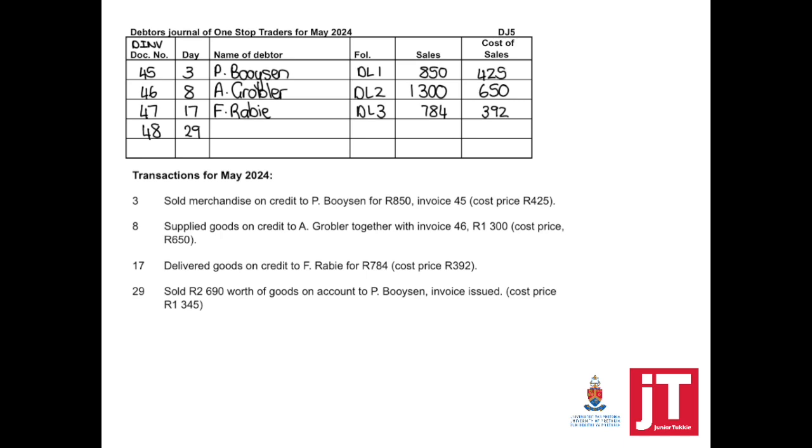Who purchased from us on credit? P. Boyson. And now this needs to be taken to his individual account. If you take note, this is debtors ledger number 1, so it's the second purchase from Boyson. The selling price goes into sales, $2,690, and the cost into cost of sales, $1,345. At the end of the month, we just have to total this. So take sales and add everything. Take cost of sales and add everything.